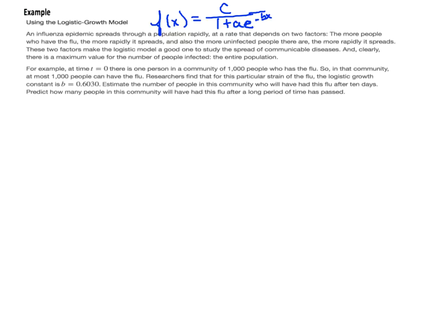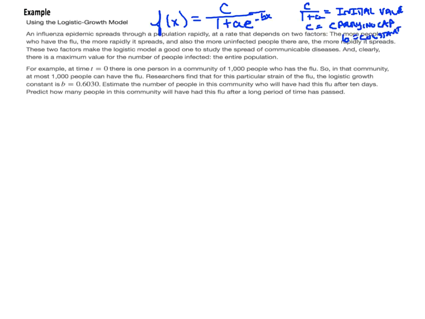And in this particular model, c over 1 plus a is equal to our initial population, amount, whatever you have. I'm just going to put value, our initial value. C is the carrying capacity, and b is some constant.